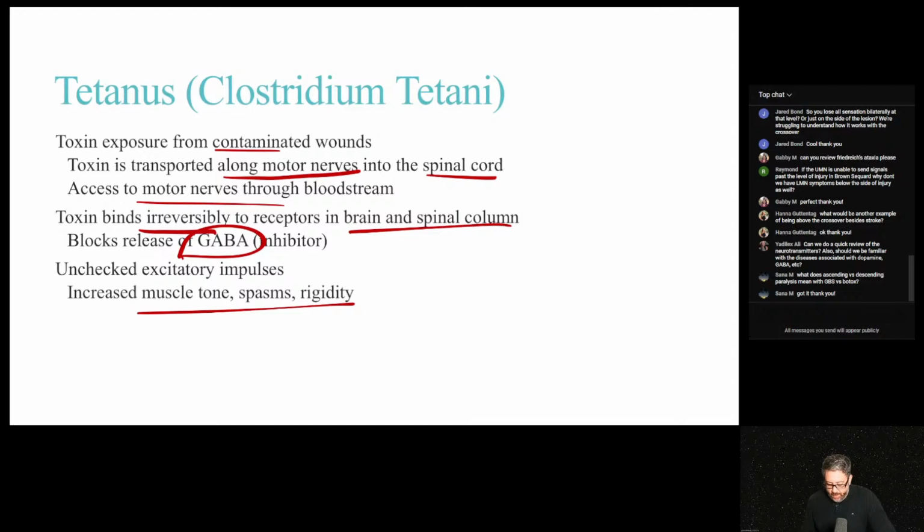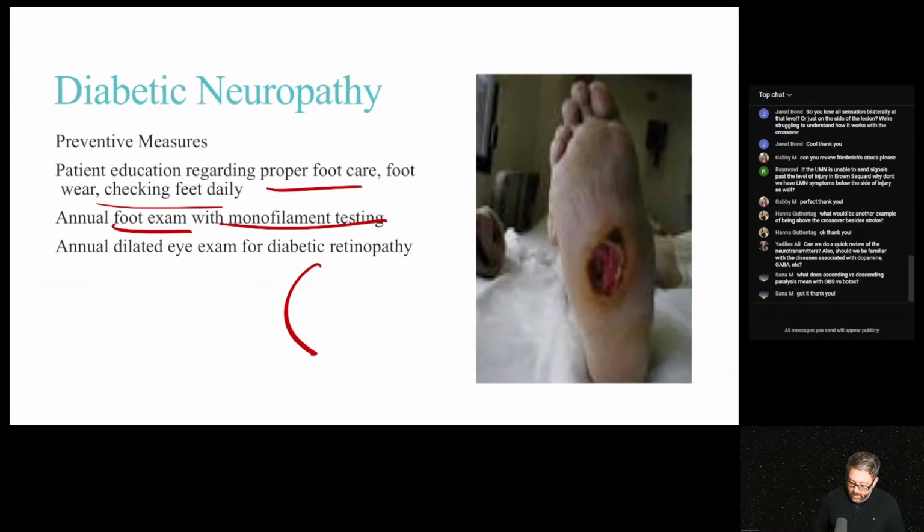Tetanus, remember about tetanus, contaminated wounds. Blocks GABA with tetanus. Okay, so we have unchecked excitatory impulses. Nothing is inhibiting it to calm it down so you can relax. So you have constant contraction. GABA is gone, nothing is telling it to relax.